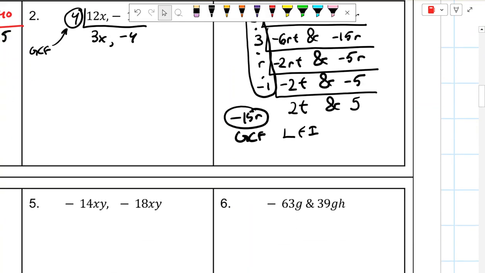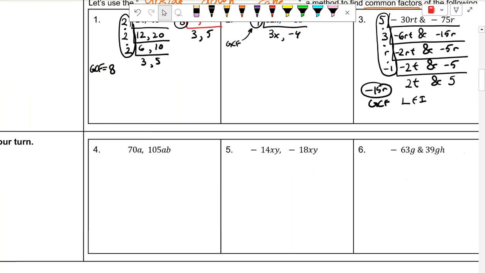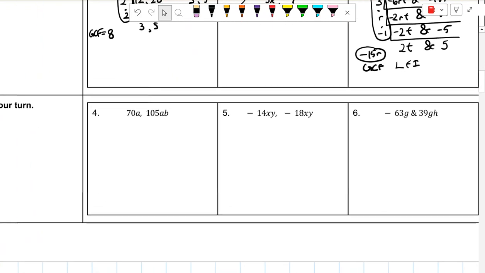All right, it's time for you to find the greatest common factor, or the GCF, as it's commonly known. Go ahead and pause the video and try number 4 out, and then come back and see if you got it right. Pause now.